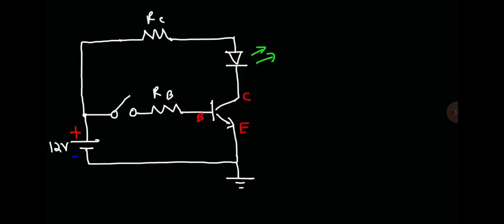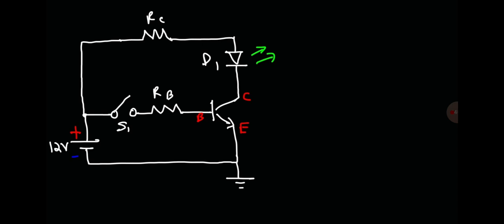Now let's talk about how the transistor can be used as a switch in circuits. So what we have here is a 12-volt battery connected to the base and the emitter of the transistor by means of a base resistor RB and a switch S1, which is currently open. The 12-volt battery is also connected to the collector and the emitter region of the transistor through RC and D1. This is going to be a green LED, a light emitting diode.